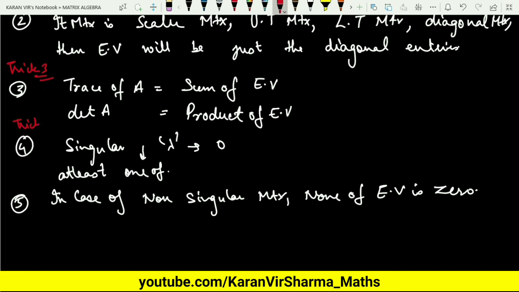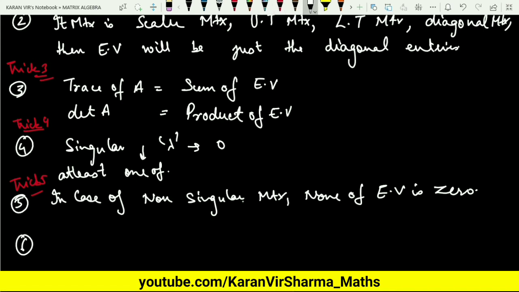Fine. So the fourth trick, which we have already learned in our last lecture: if your matrix is a singular matrix, then at least one of the eigenvalues, lambda, will be 0. And the last trick, the fifth trick: if we have a non-singular matrix, then none of the eigenvalues will be 0. So you need to remember this. Yes, if a matrix is non-singular, none of the eigenvalues will be 0.